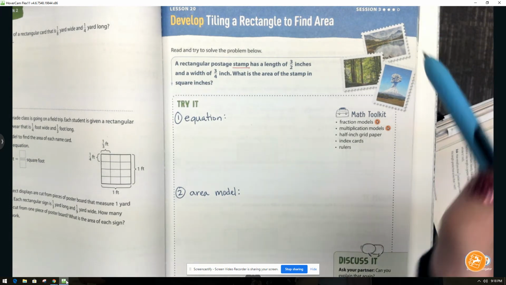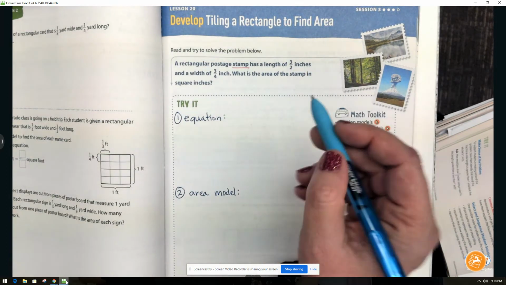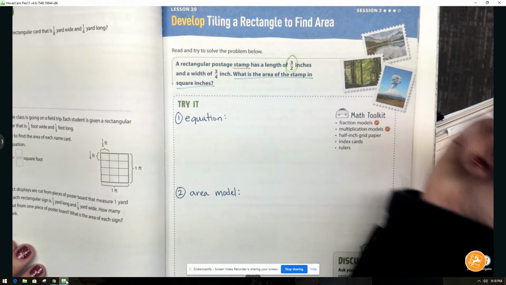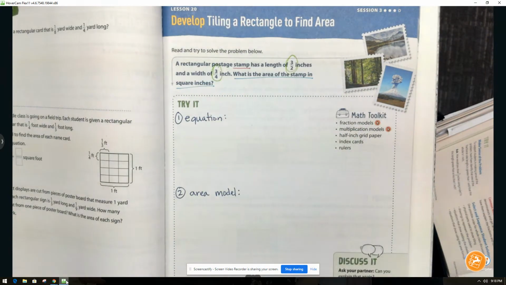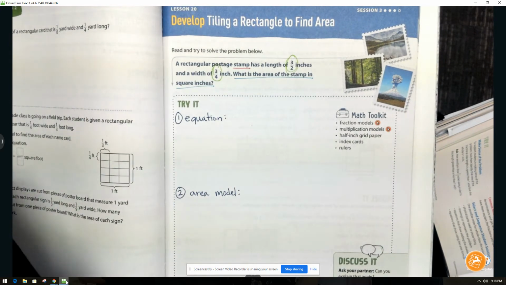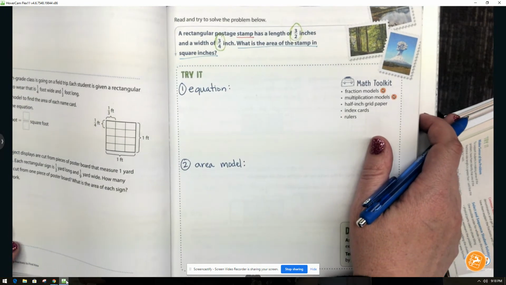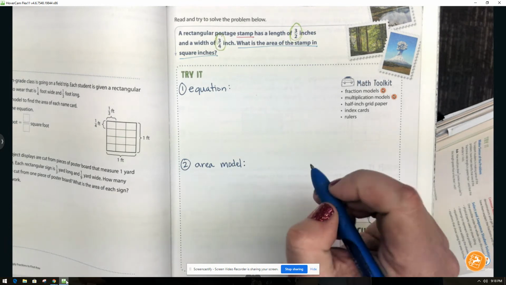What is it that we're trying to solve? We're trying to solve what is the area of the stamp in square inches, and then what is the important information. The length is 3/2 of an inch, and the width is 3/4 of an inch. So just to get us started, I'm going to warm us up and we're going to do just the equation. We know this method, we've learned it, and we're really good at it. So let's do that first.